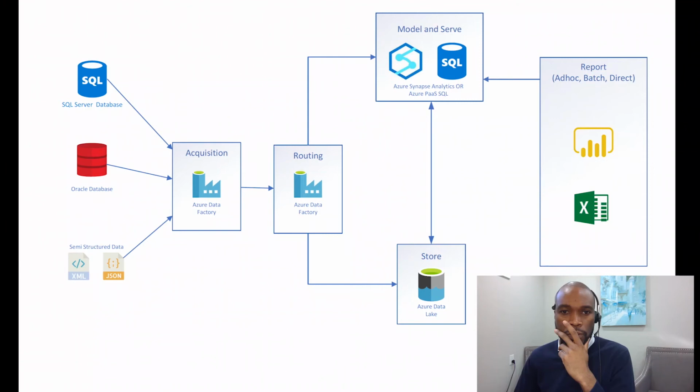Let's take, for example, this diagram that we're looking at on the screen. We have three different systems that are storing their data in three different data storage mechanisms. The first system is storing its data in a SQL Server database. The other system is storing data in an Oracle database. And the other system is storing its data in flat files.